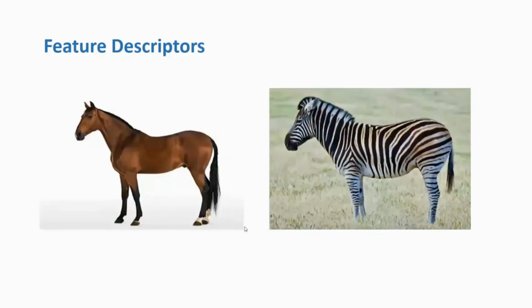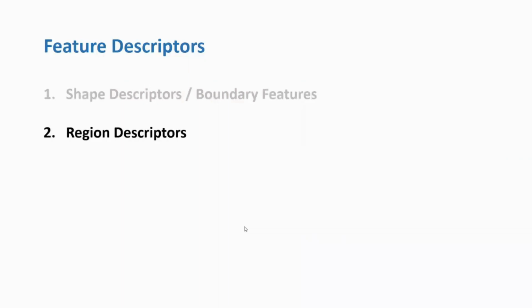Now, given an image, we have boundary descriptors and region descriptors, right? Boundary features and region features. Now, just think we have completed shape descriptors or boundary features. We will look at region descriptors now. Okay, so region descriptors basically can be of 3 types.